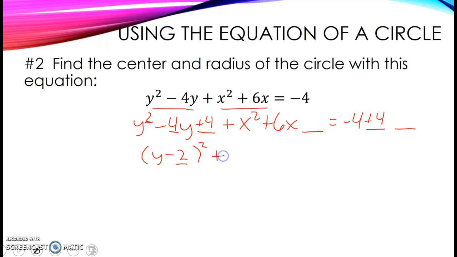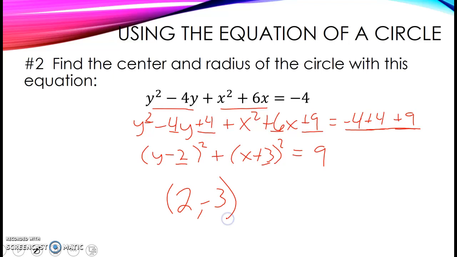Well, then I'm going to go to the x part. I want to write this as x plus 3 squared, because half of 6 is 3. But if I have a 3 here, then I have to add 9 here, because 3 squared is 9. So if I added 9 to the left side of the equation, I'm going to add 9 to the right side of the equation. So that means the right side of the equation, -4 plus 9, is simply just going to be 9. Well, that means that my center is at the point 2, -3, and my radius is the square root of 9, which means my radius is 3.